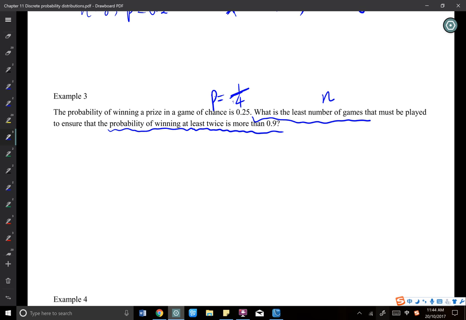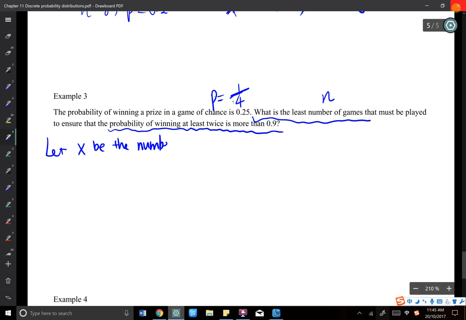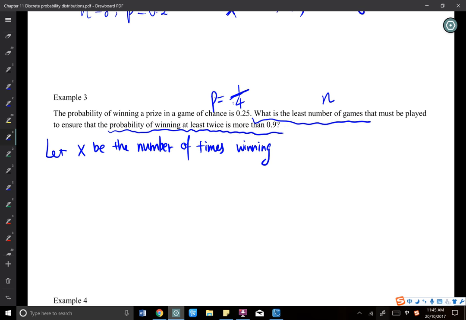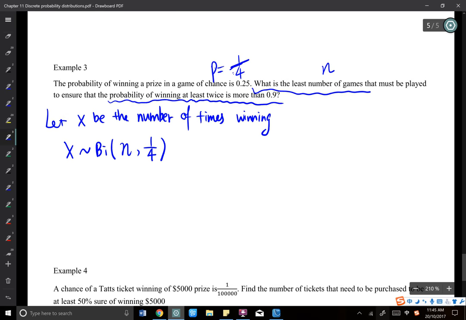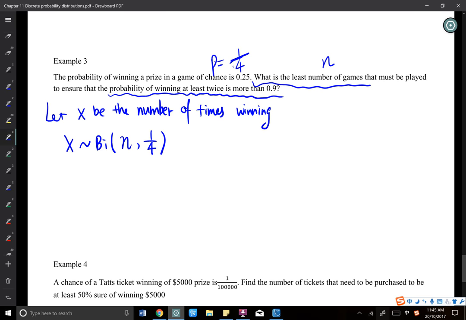So, let X be the number of times winning. So how many times you win, that's the X. X must be a binomial distribution. N is unknown, but P is a quarter. That's what you can write at the moment. I don't know N, but I know my success rate is a quarter. And also, each individual game will be independent. And then that's a binomial distribution, and you want to see how many times you win the game.